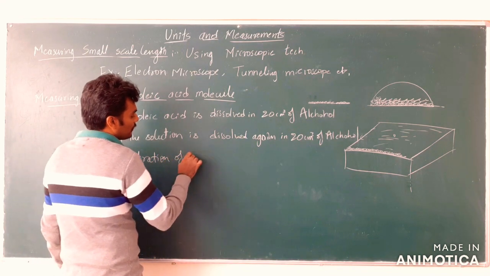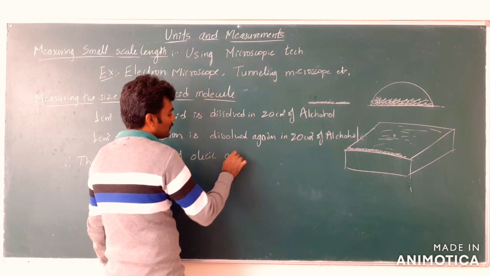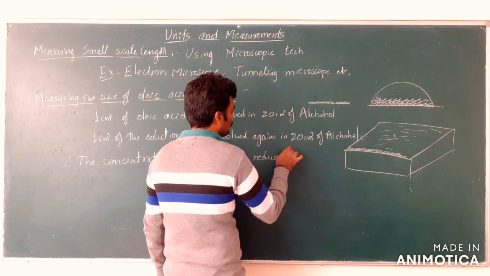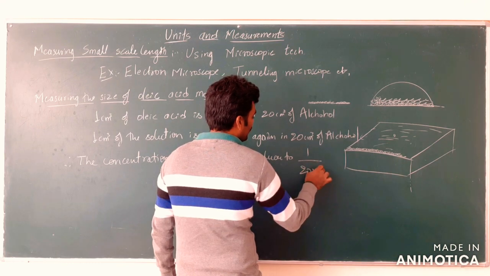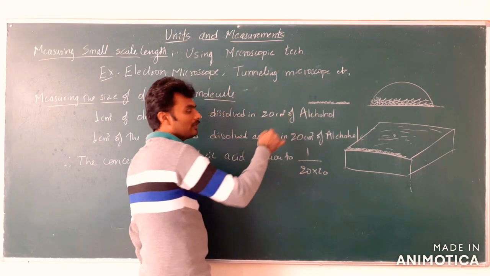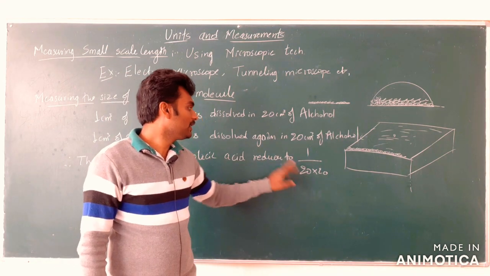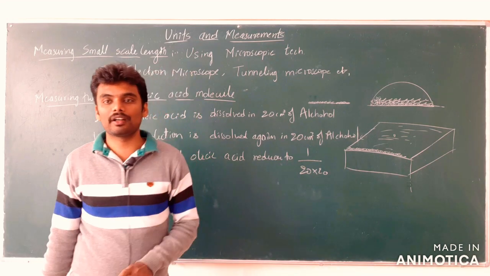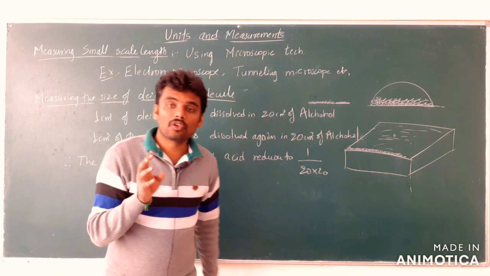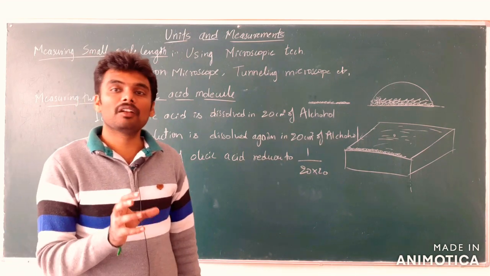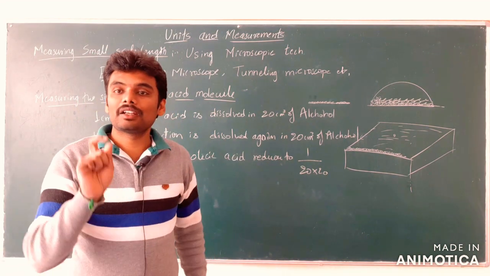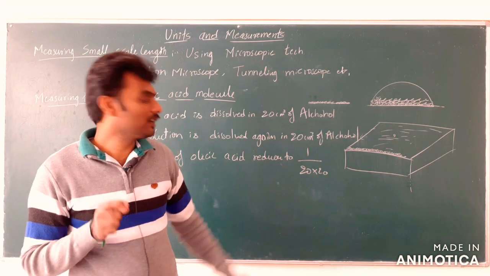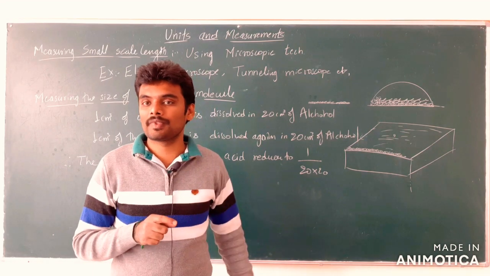Therefore, the concentration of oleic acid reduces to 1 by 20 into 20. When we dissolve it in the first solution, it becomes 1 by 20. When we again dissolve it in the second solution, it becomes 1 by 20 into 20, 1 by 400 times, which means if I take 400 ml of the final solution, I get only 1 ml of oleic acid inside it. Following? That is what the reduction of concentration means.